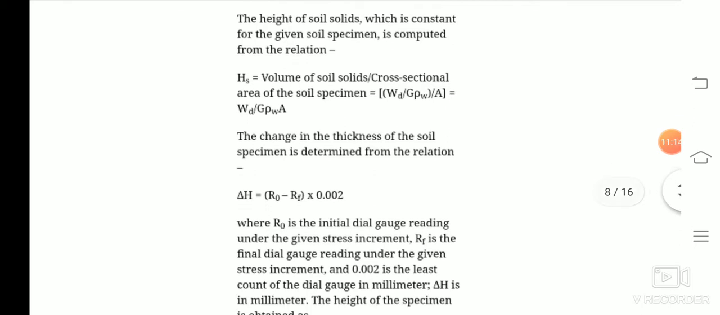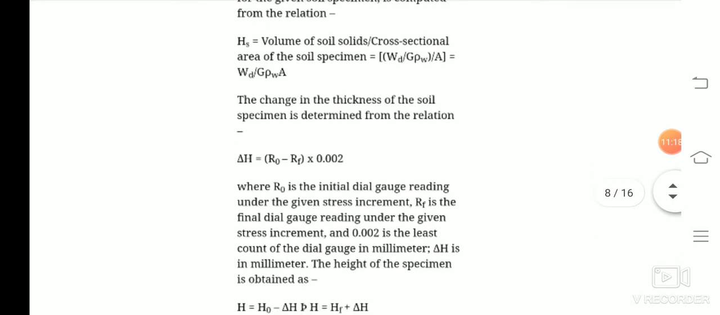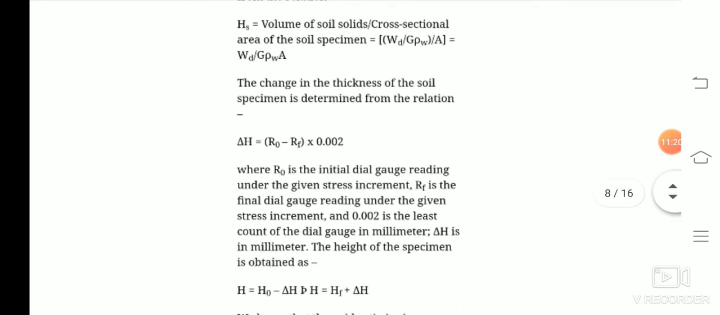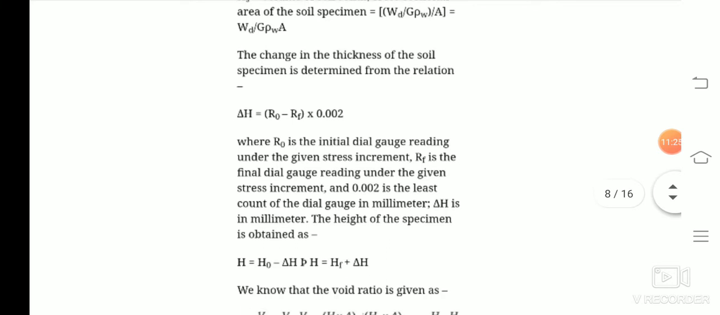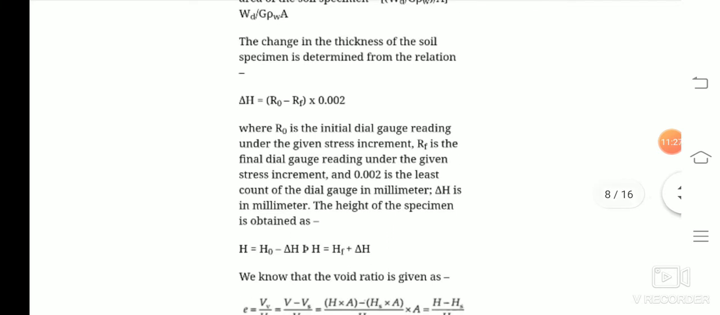So, the change in the thickness of the soil specimen is determined from the following relation: delta H equals R0 minus Rf multiplied by 0.002, where R0 is the initial dial gauge reading under the given stress increment, Rf is the final dial gauge reading under the given stress increment, and 0.002 is the least count of the dial gauge, as we have already told in the lectures, and it is in millimeter. So delta H is in millimeter.